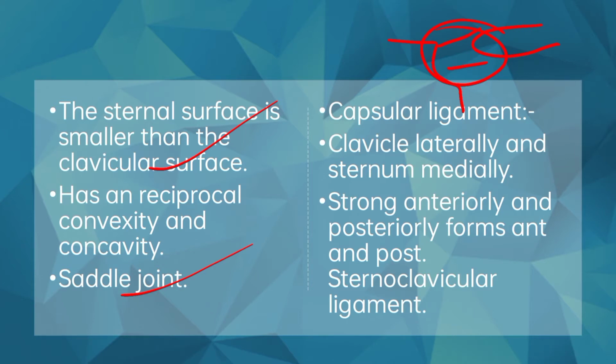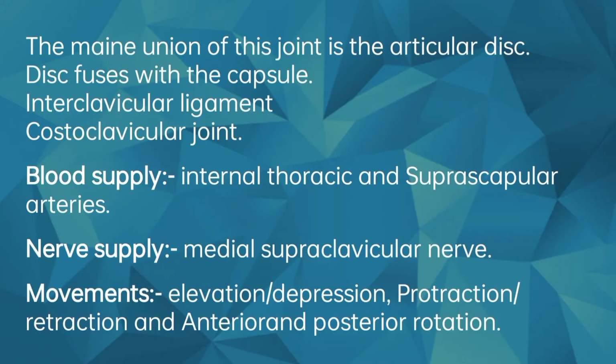It is strong anteriorly and posteriorly, where it constitutes the anterior and posterior sternoclavicular ligaments. So the capsular ligament converts into the anterior and posterior sternoclavicular ligament. However, the main bony union of this joint is the articular disc.